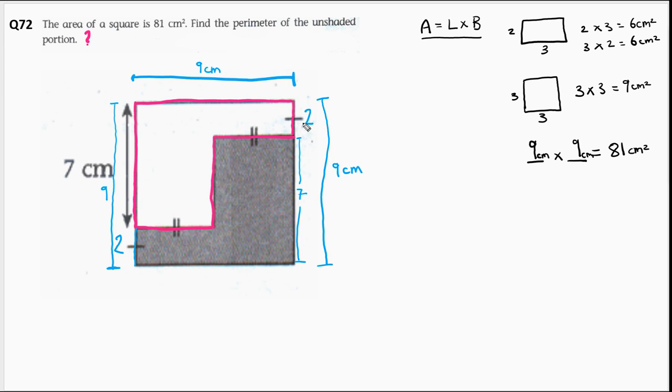So we now know, what do we know? We know that this is 9. We know that this line is 9. We know that this line is 2. We know that this line is 7. Okay. What else? What haven't we got? Well, we haven't got this one nor these two.